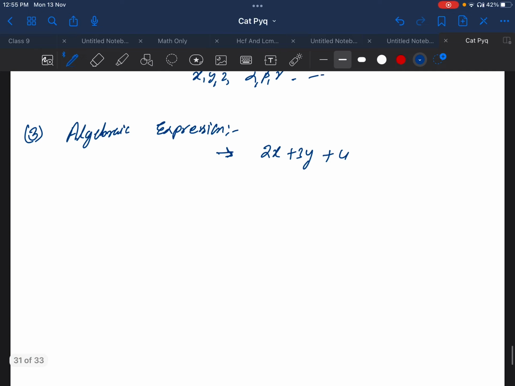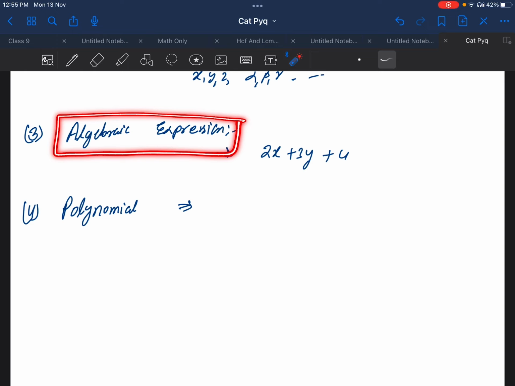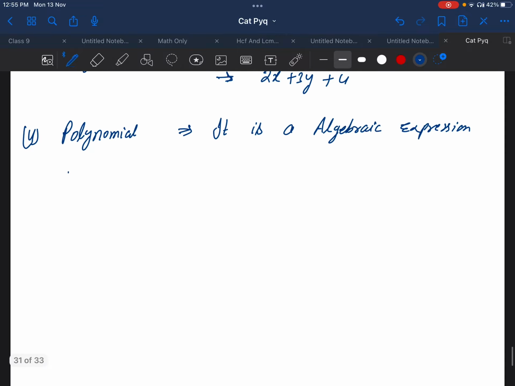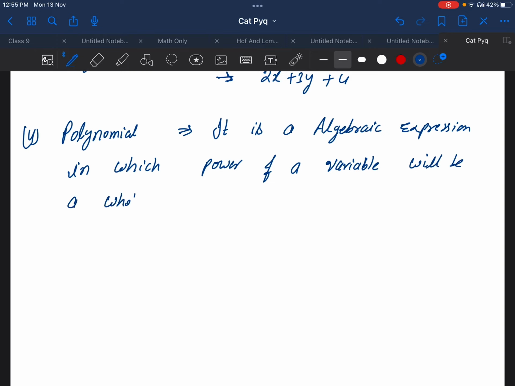Now the next definition is the polynomial. What is a polynomial? A polynomial is an algebraic expression in which the power of a variable will be a whole number.